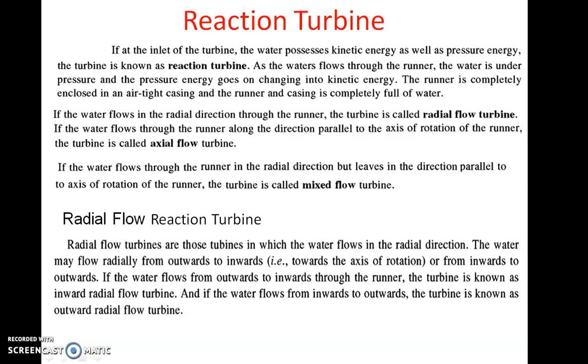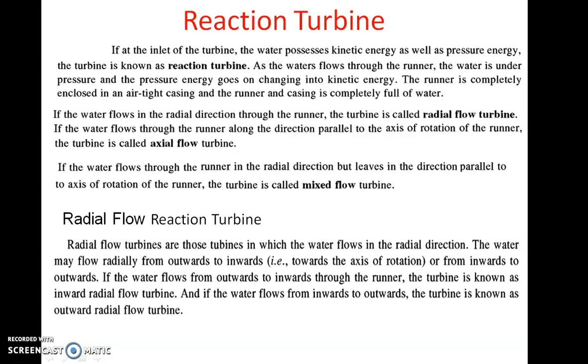If the water flows in the radial direction through the runner, the turbine is called a radial flow turbine, and if the water flows in axial direction, that is nothing but in the direction of the shaft, parallel to the axis of the shaft or axis of rotation of runner, that turbine is called an axial flow turbine. If water flows through the runner in the radial direction but leaves the turbine in the direction parallel to the axis, means partly radial, partly axial, then that turbine is called a mixed flow turbine. Already this classification we have seen. Let us see one by one in detail radial flow turbine, axial flow turbine and mixed flow turbine.